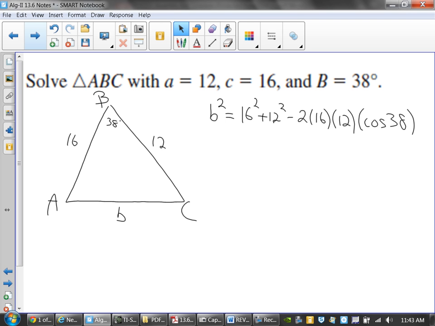Now, what's nice is that you can type that directly into your calculator. 16 squared plus 12 squared minus 2 times 16 times 12 cosine 38, hit enter. I'm getting 97.4 and change. That's going to equal b squared. So you hit second square root of your answer and hit enter. We're getting 9.87. Anybody agree?